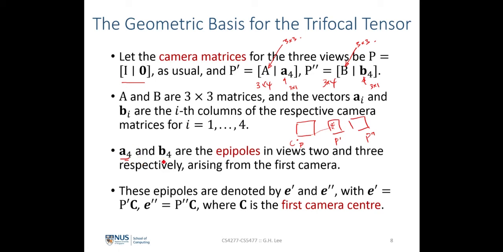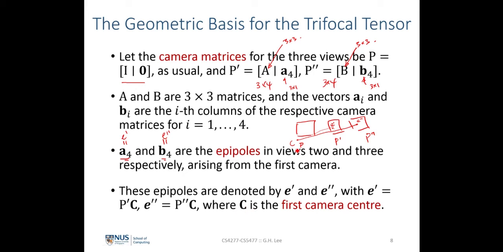And similarly, b4 represents the projection of the first camera center onto the third image. And this, we are going to denote as e prime prime, and this is going to be our epipole on the third image that arises from the camera center of the first camera. And so e prime prime is equal to b4, and e prime is equal to a4. This relation can be easily shown by the following steps.